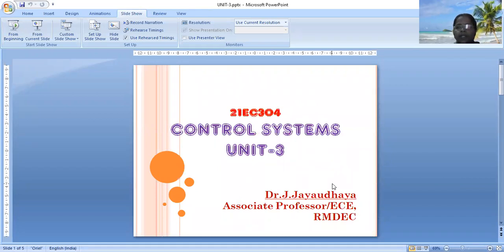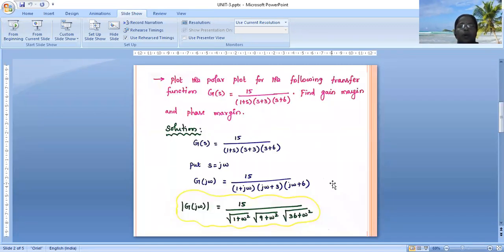In this video, we are going to discuss a polar plot. This topic comes under unit number 3. Now we will discuss a problem. Plot the polar plot for the following transfer function, G of s is equal to 15 divided by 1 plus s into s plus 3 into s plus 6. Find gain margin and phase margin.